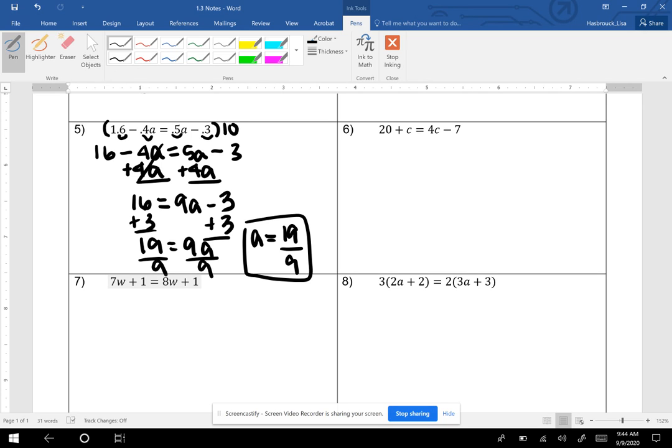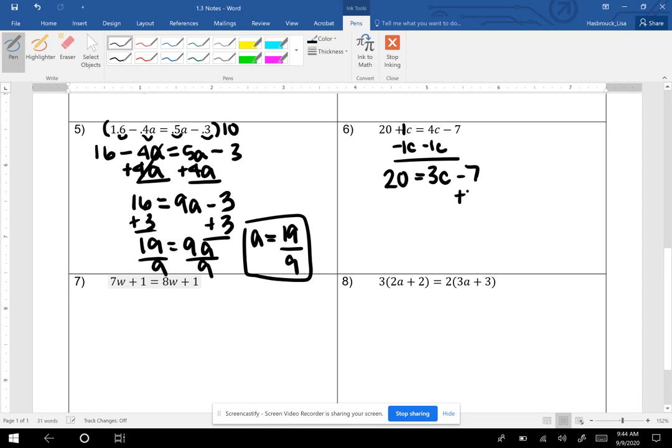For number 6, we have 20 plus c equals 4c minus 7. I'm going to go ahead and move this plus c here. So that's like a plus 1c. To move it, I need to subtract 1c from each side. This leaves me with 20 equals 4c minus 1c is 3c minus 7.